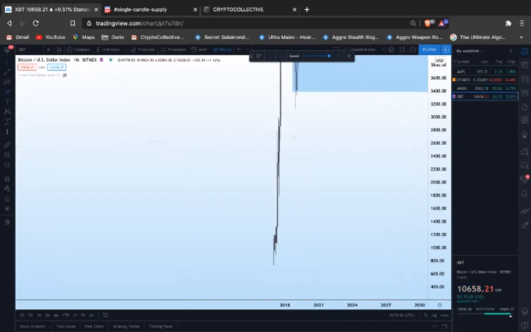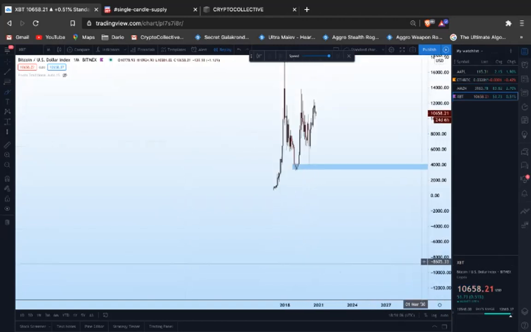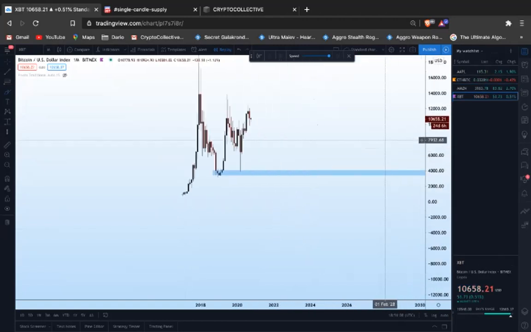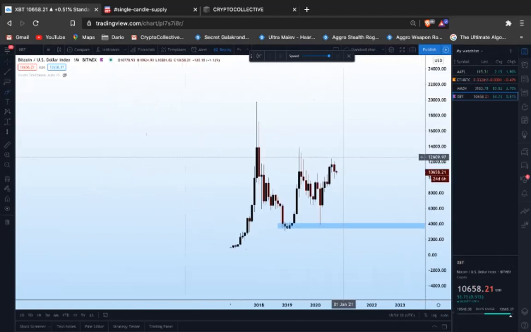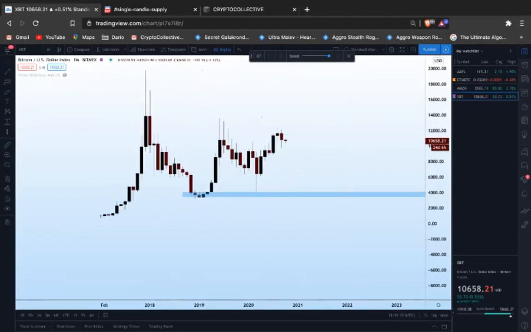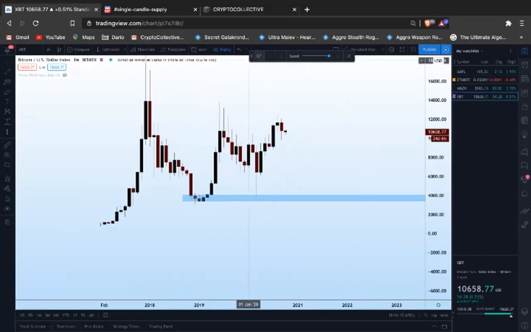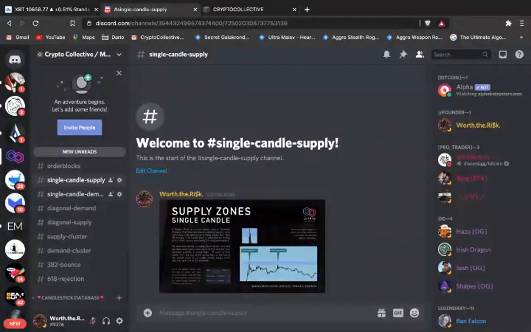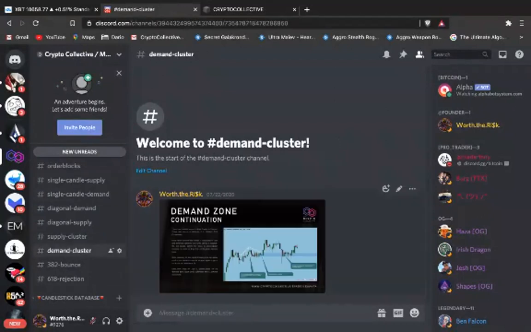And once again, I'm going to look at these key levels, key areas. I can see a couple here. One main one I noticed is we've got a demand cluster here. It's explained on the image on Discord.